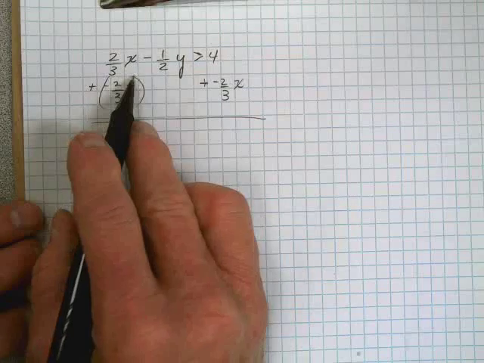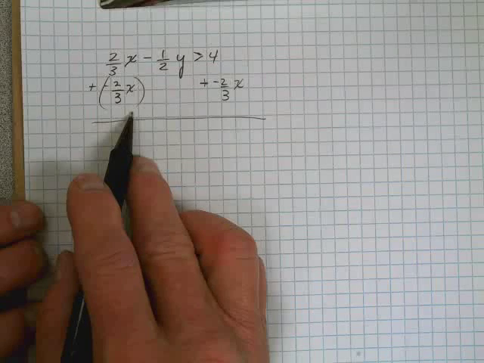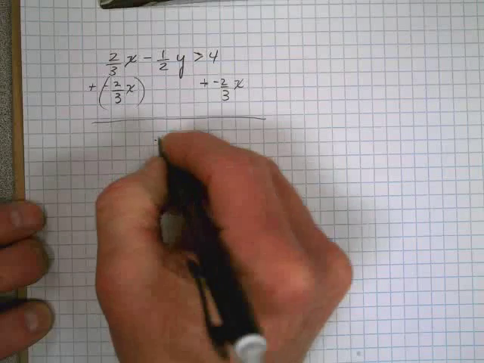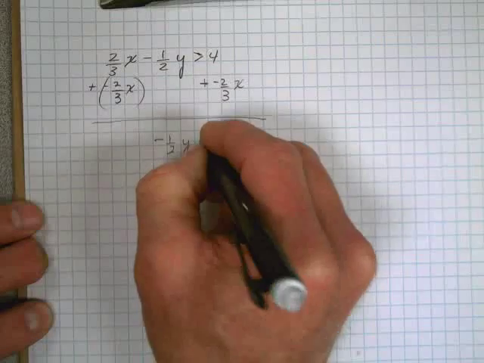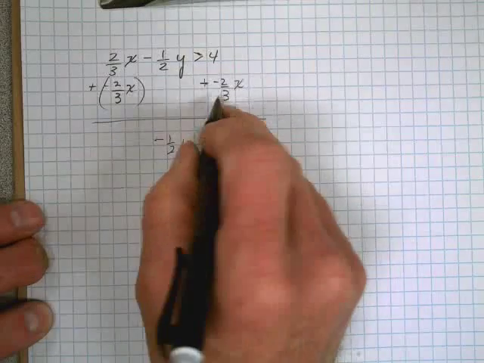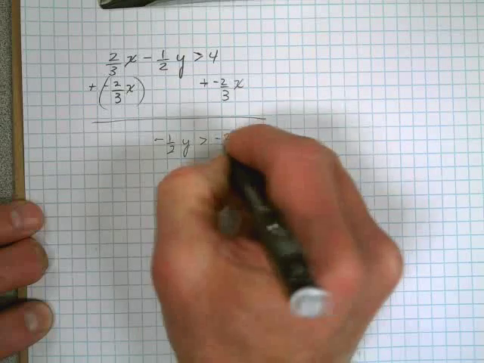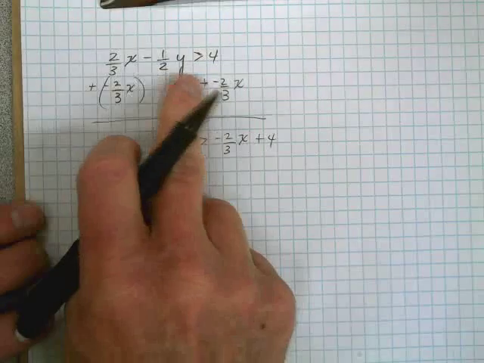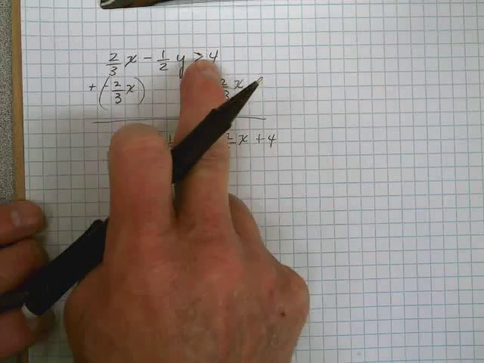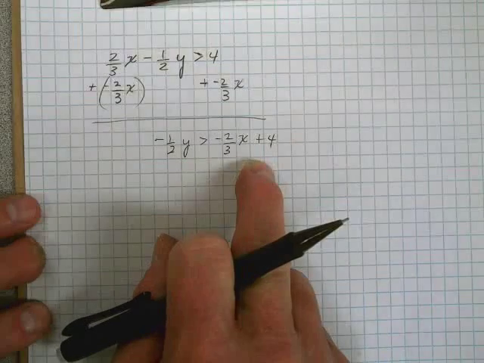So the result, a positive 2/3 x and a negative 2/3 x is 0. Mission accomplished. So we're left with negative 1/2 y is greater than, notice we're adding a negative 2/3 x, so negative 2/3 x plus 4. This original 4 in our inequality was positive, so we have a plus 4.